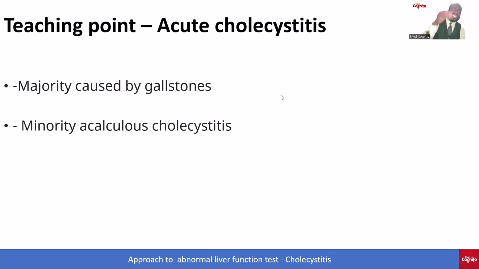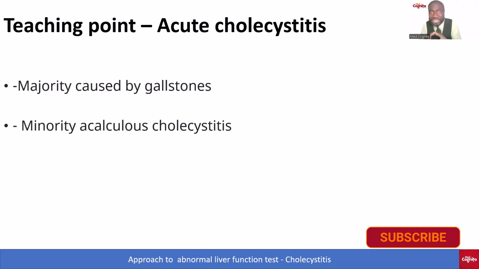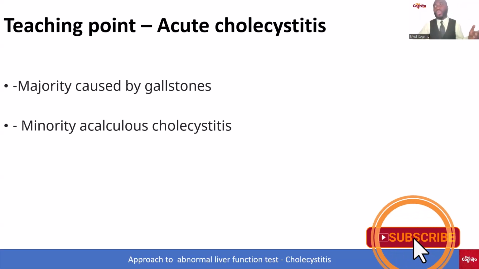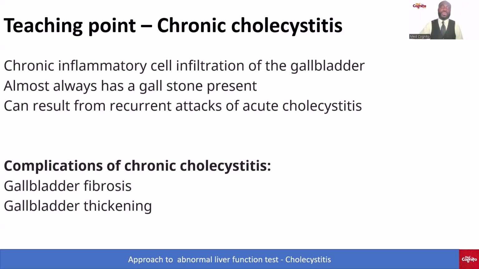Now, what is the other teaching point about acute cholecystitis? The majority of acute cholecystitis is caused by gallstones. Majority. It is only a minority which is caused by acalculous cholecystitis. And I said it again: acalculous cholecystitis basically is cholecystitis without a gallstone. Now, what about chronic cholecystitis?